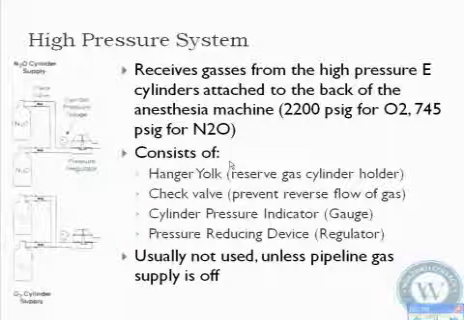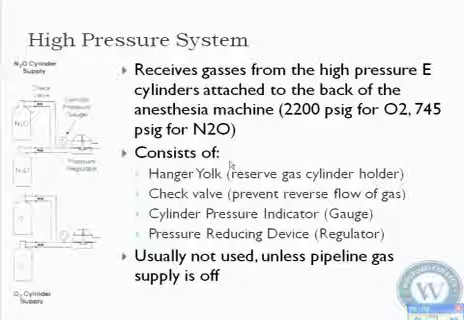The hanger yoke has a back side with a screw that pushes the cylinder into the pin index safety system. On the machine itself, you're going to have a check valve, a unidirectional valve which prevents flow from coming back out of the machine. You're going to have your pressure indicator gauge, which is your pressure gauge, and then your pressure reducing device, which is directly inside of your check valve.